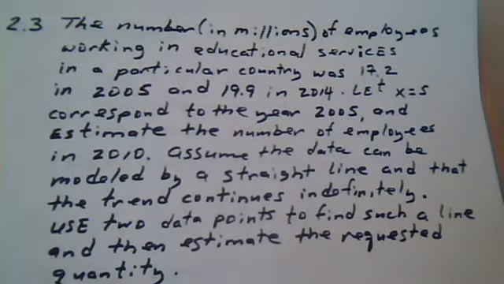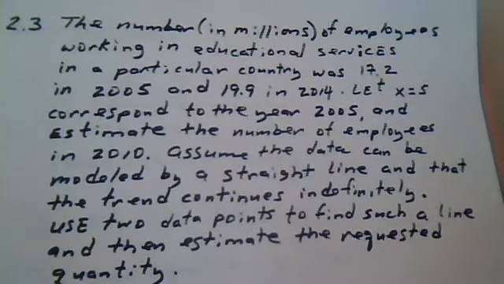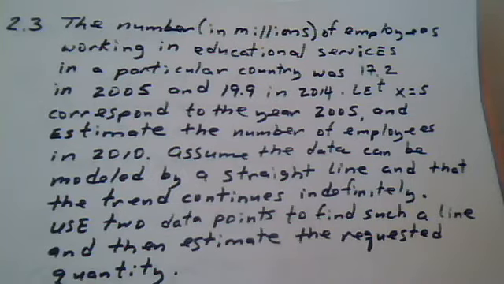The number in millions of employees working in educational services in a particular country was 17.2 in 2005 and 19.9 in 2014. Let x equal 5 correspond to the year 2005 and estimate the number of employees in 2010. Assume the data can be modeled by a straight line and that the trend continues indefinitely. Use two data points to find such a line and then estimate the requested quantity.